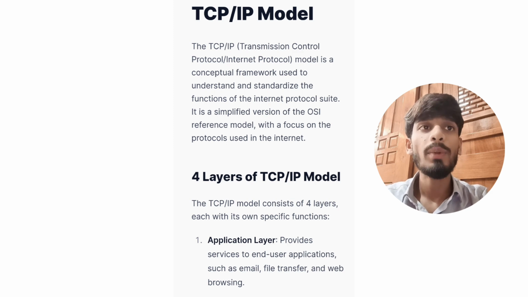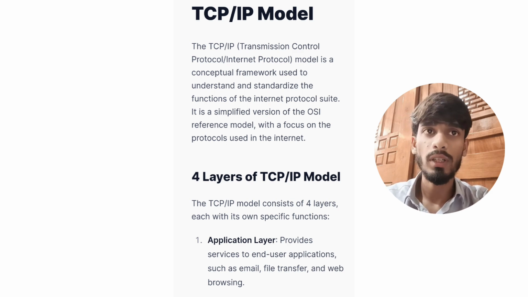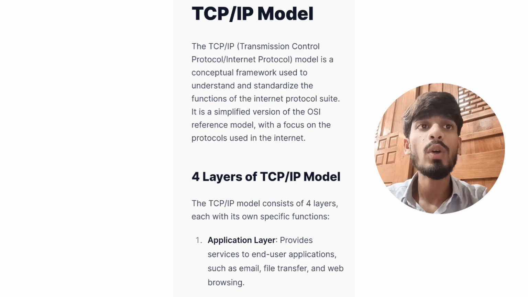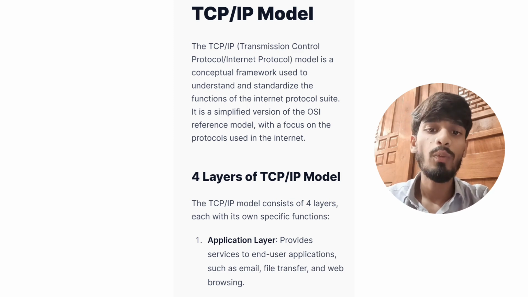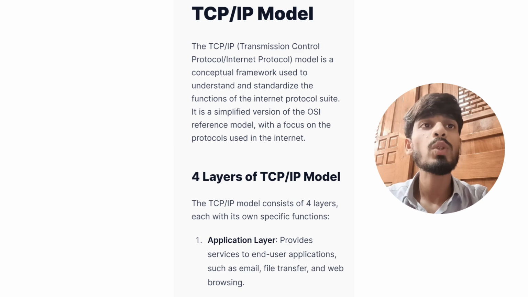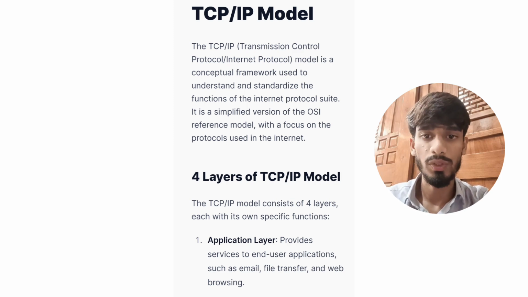The TCP/IP model is a conceptual framework used to understand and standardize the functions of the Internet Protocol suite. It is a simplified version of the OSI reference model with a focus on the protocols used in the Internet. Now this TCP/IP model consists of 4 layers. What are the 4 layers? First layer is the application layer. It provides services to end user applications such as email, file transfer and web browsing.